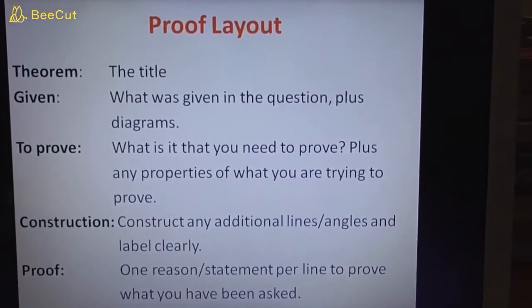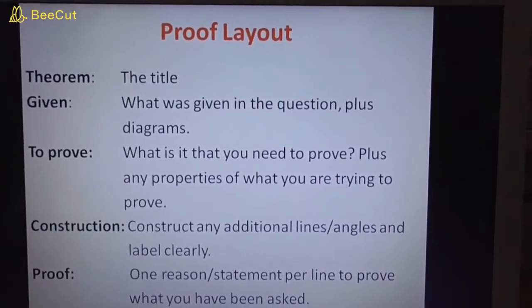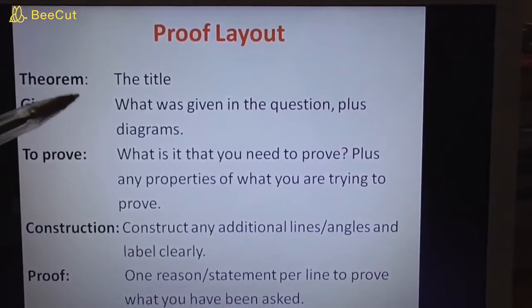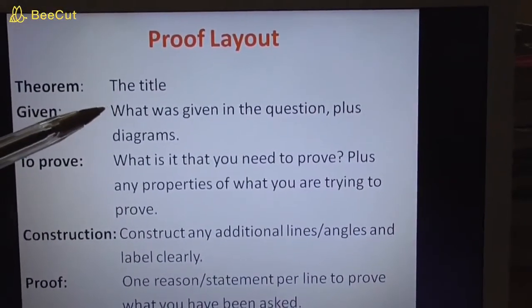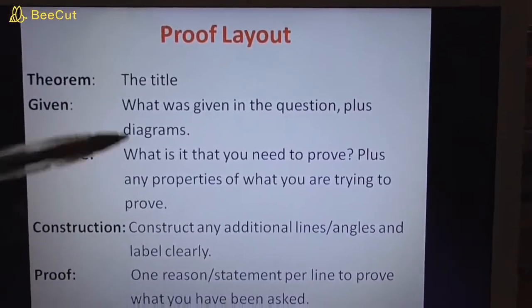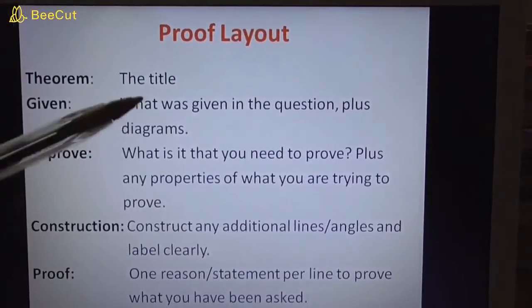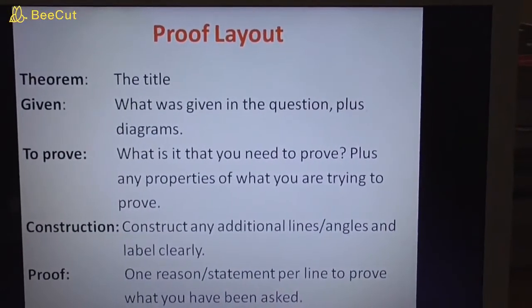Okay, so this is the layout for a formal proof. So up at the very beginning, you give your title of the theorem, whatever the theorem is. It could be that the exterior angle of a triangle is equal to the sum of the 2 interior opposite angles. That would be your theorem. Then what are you given? So what was given in the question plus any diagrams that you might have to draw.